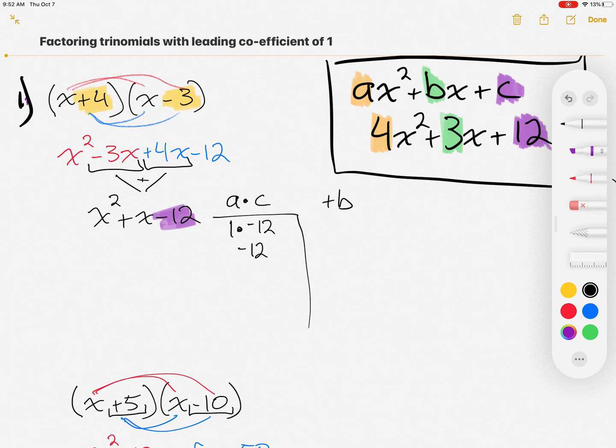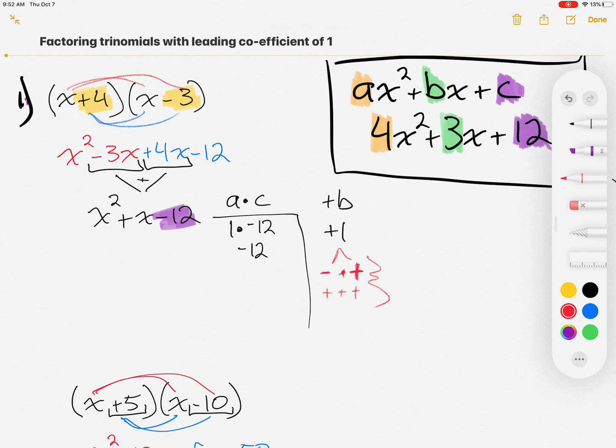Now what is my b? This has to add up to plus 1. Before you go any further, this is the next step I'd like you to start to think about, because there's 2 different ways to make negative 1. I could have a negative plus a bigger positive, or I could have a positive plus a positive. So these are the 2 options I have, right?